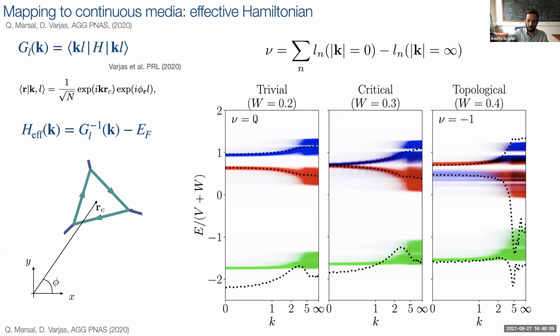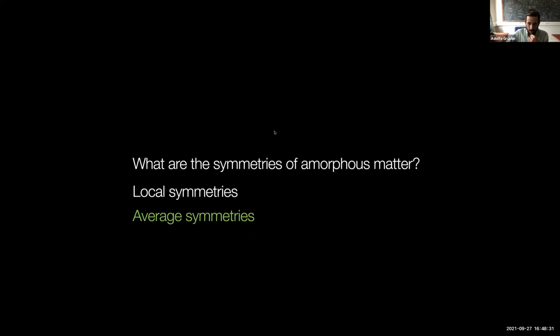I'm maybe not going to go into so much detail, but you can see a band inversion as a function of parameters in this case. This was also used in the paper by Dan for quasi-crystals. We adapted it to amorphous lattices. Now, I also told you that there are average symmetries, which are also interesting.